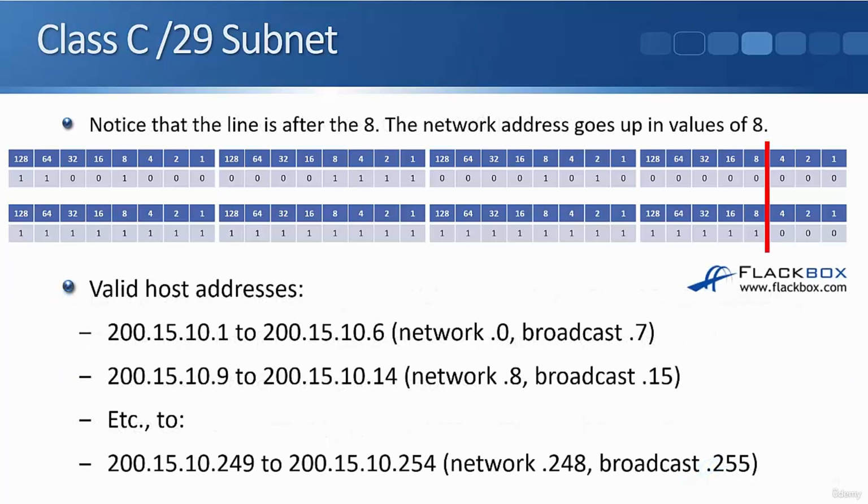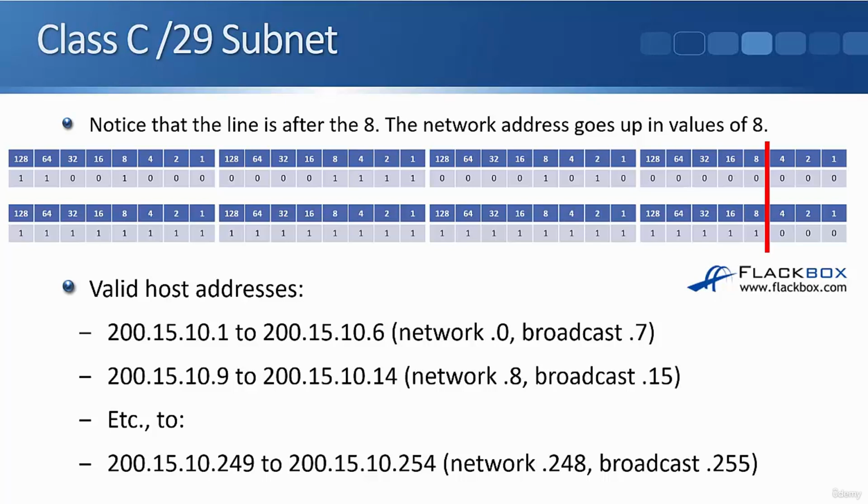The valid host addresses, notice that the line is after the 8. So the network addresses are going to go up in values of 8. The first one will be 0, then 8, then 16, and so on. So the first subnet, the network address is 0. The next subnet, the network address is 8. So the broadcast address for that first subnet must be 1 less. It's going to be 200.15.10.7 for our example. So if the network address is .0 and the broadcast address is .7, that leaves .1 to .6 available to be assigned for our hosts.